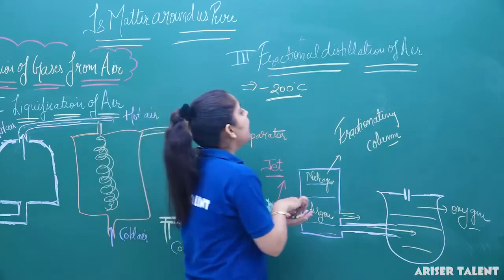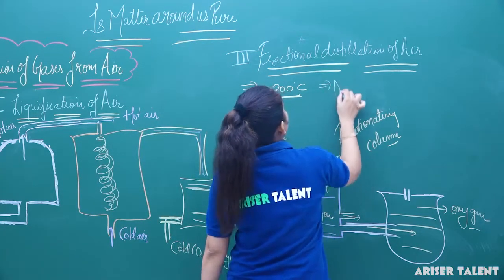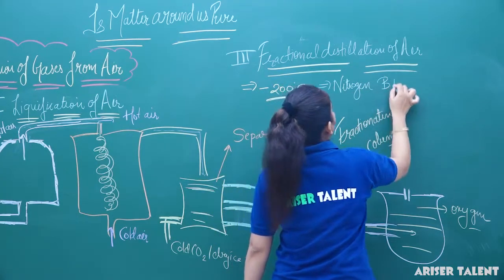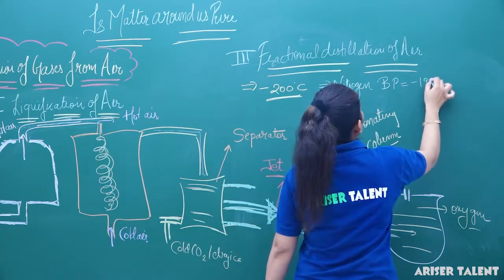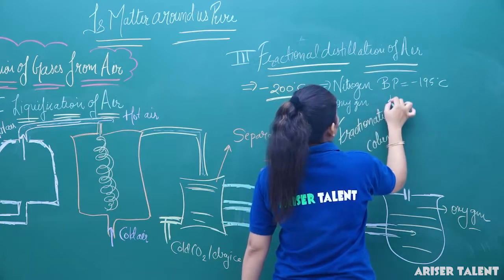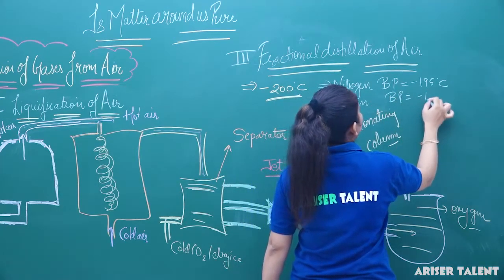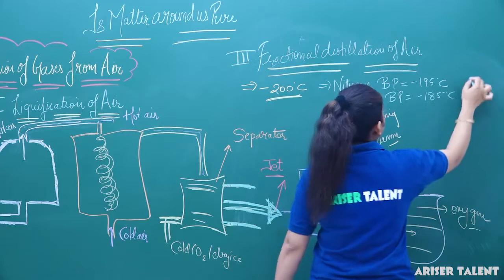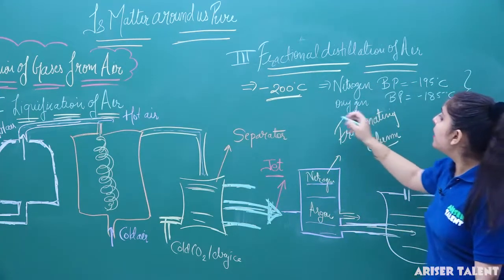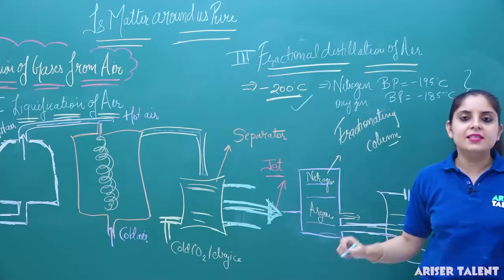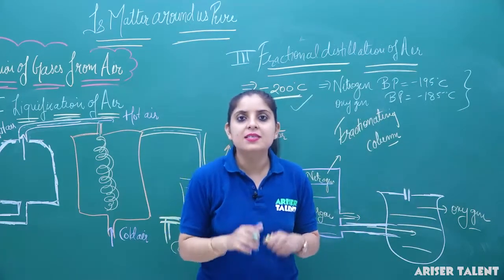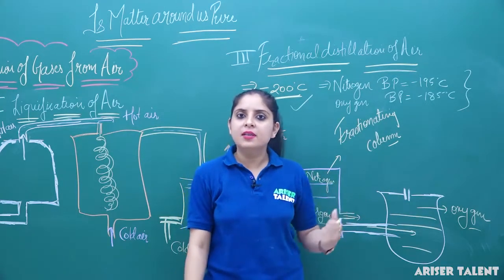So for the nitrogen, the boiling point is minus 195 degrees Celsius, and for oxygen it is approximately equal to minus 185 degrees Celsius. So it is the approximate temperature of nitrogen and oxygen, but here you are getting the temperature minus 200 degrees Celsius. So you have to lower the temperature of these gases so you can obtain nitrogen and oxygen in the gaseous form.